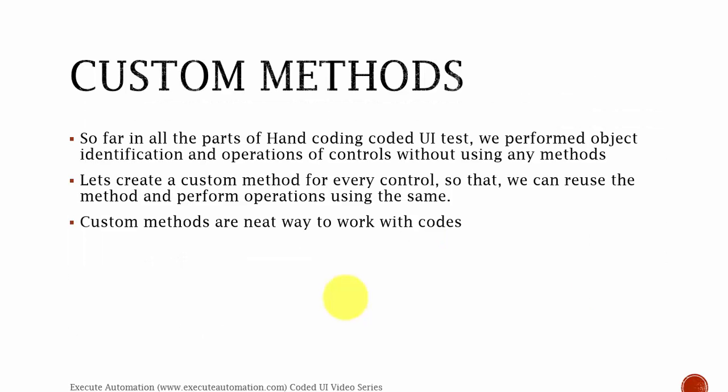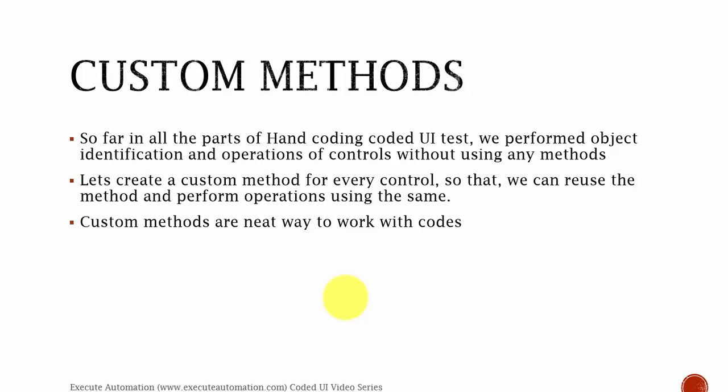So, custom methods. So far, in all the parts of hand coding coded UI test, we performed object identifications and operations of control without using any methods. We just created all the code in one single method. We identified the control and performed the operation in that same single method, but we didn't try to write a separate method for those controls.